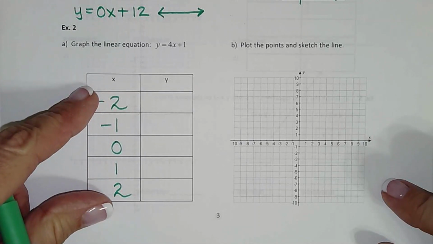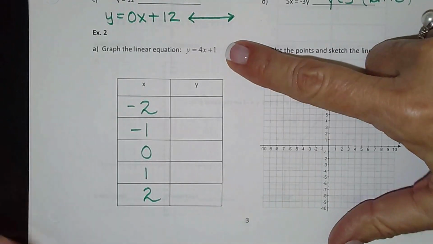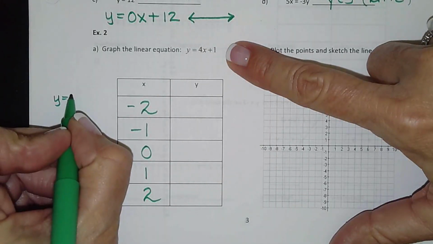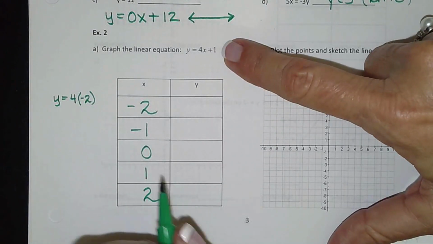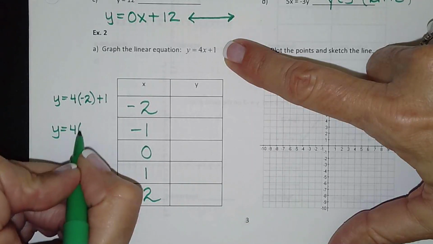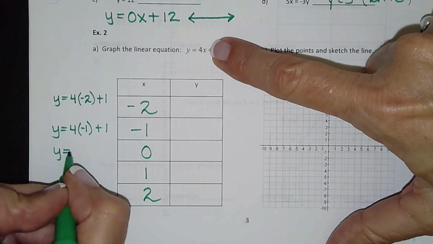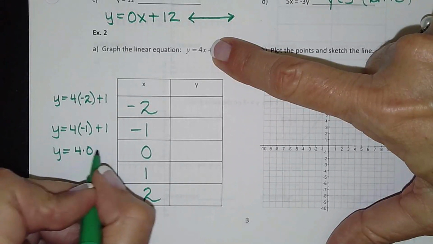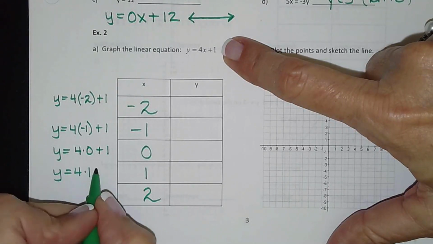So those are usually what we call the standard t-table if there aren't any fractions, and we just stick with those x values. And then you just evaluate like we did on the last page. Y equals 4, in place of x, put -2, and it must be in parentheses, plus 1. And then you do y equals 4 times -1, in place of x, plus 1. I like to write them all out and then work them. Y equals 4 times 0, plus 1. Y equals 4 times 1 plus 1.